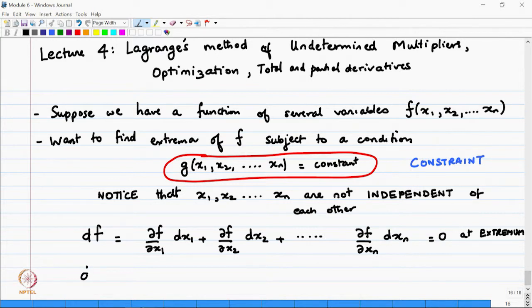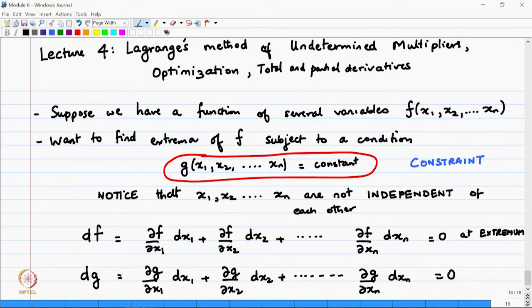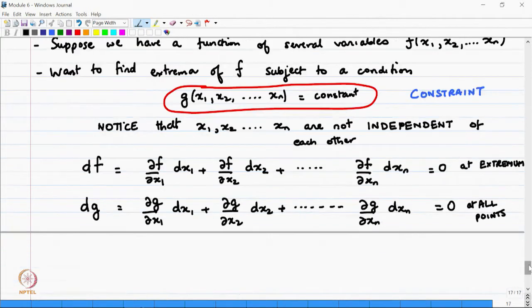Now, if you take dg, g is a constant, so dg will also have to be 0, and I can write dg also in a similar form, equal to 0. This is 0 for all points. What does this imply? Remember, this is a little strange equation because when you define these partial derivatives, you are keeping all the other variables fixed, but we already said that you cannot do this because all these variables are not independent of each other.